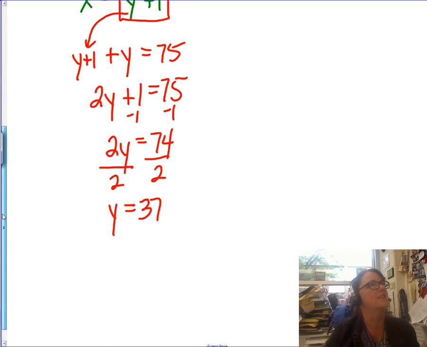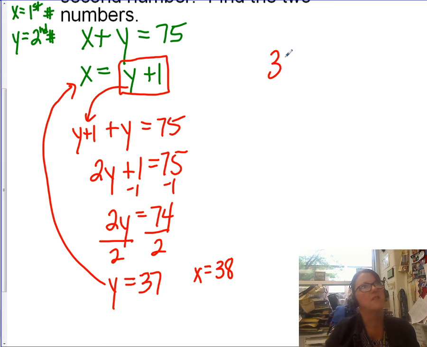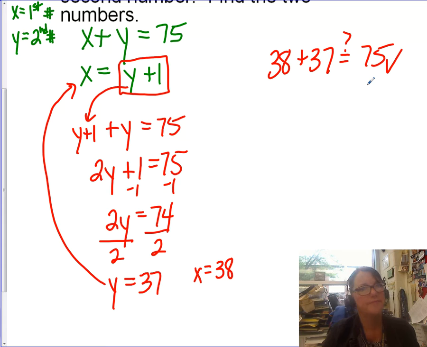37. So now that you know what y is, come back up here. If y is 37, that means x must be 38. Okay, does that work? Is 38 x and 37 y, does that equal 75? Yes, it does. There you go.